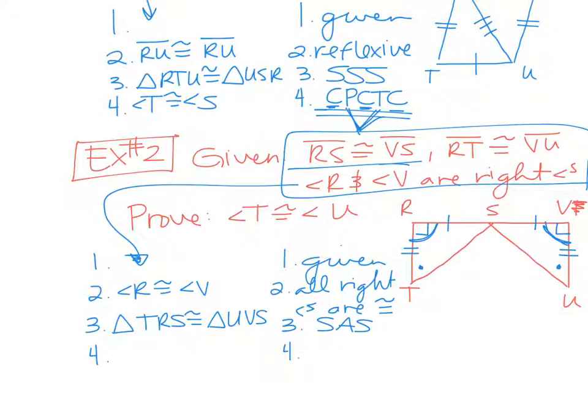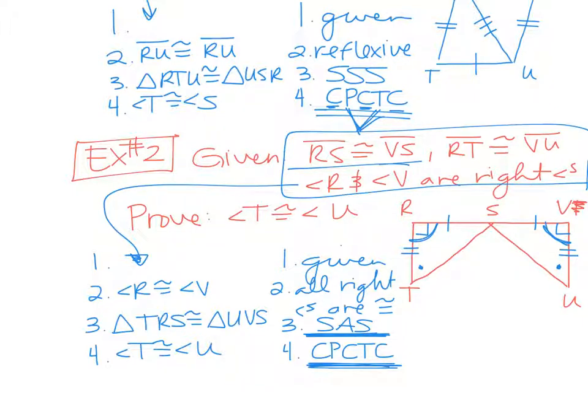Okay, so I know the triangles are congruent. What can I say next? What'd they ask us to prove? The angles, right? Angle T is congruent to angle U by CPCTC, right? So once you've given this step, SAS, typically your next step is CPCTC.